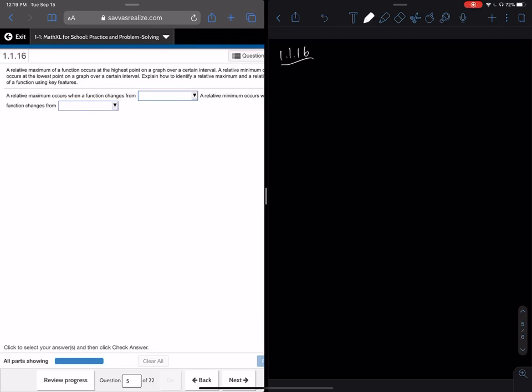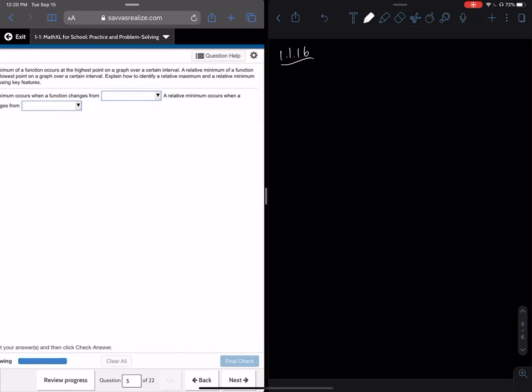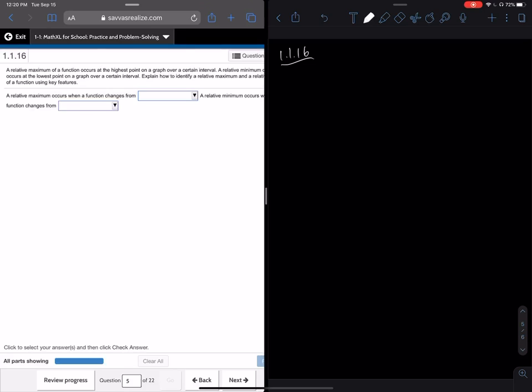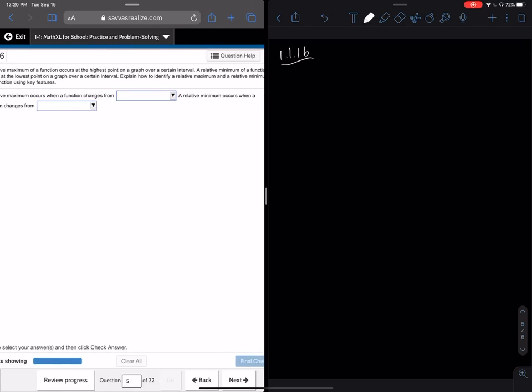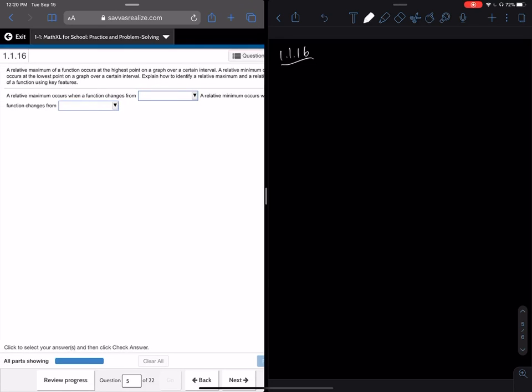Problem 1.1.16 says a relative maximum of a function occurs at the highest point on a graph over a certain interval. A relative minimum of a function occurs at the lowest point on a graph over a certain interval. And explain how to identify a relative maximum and a relative minimum of a function using key features.